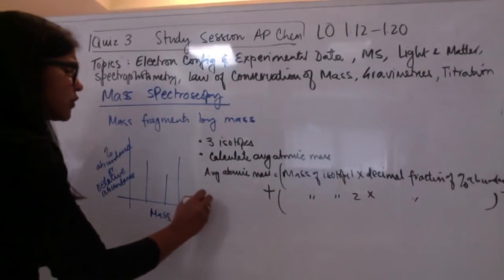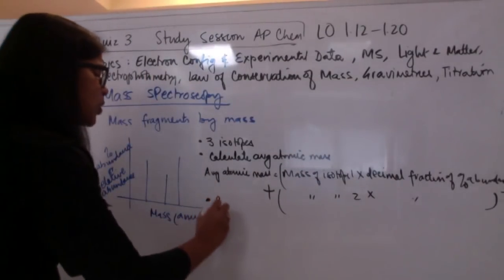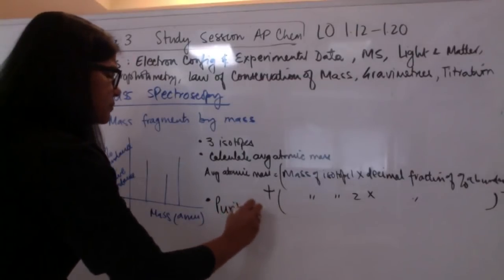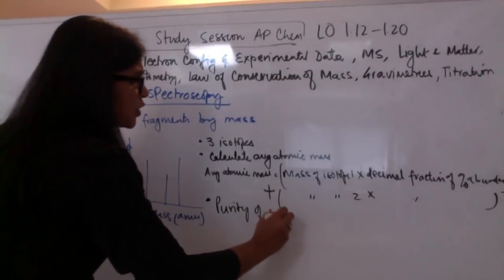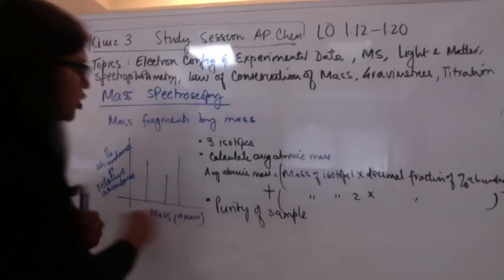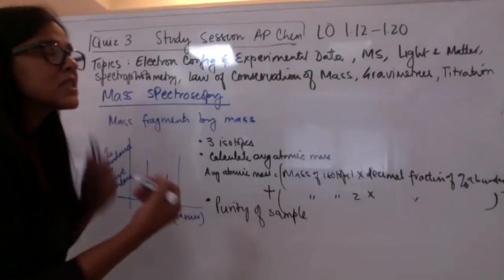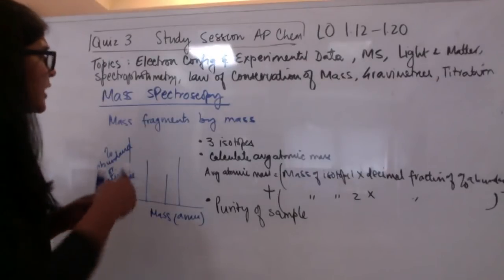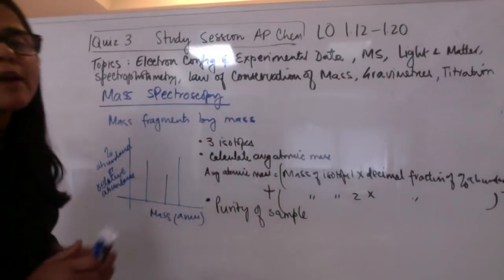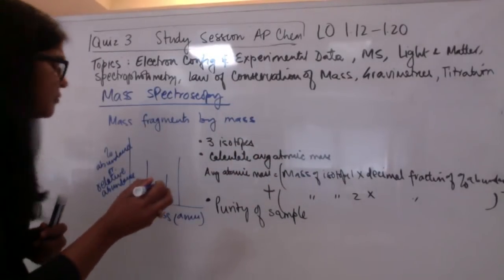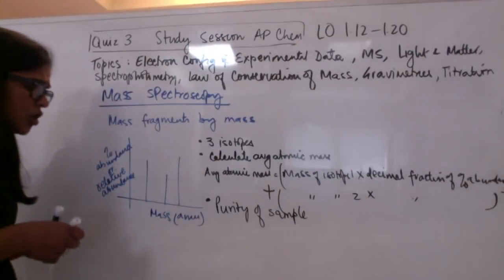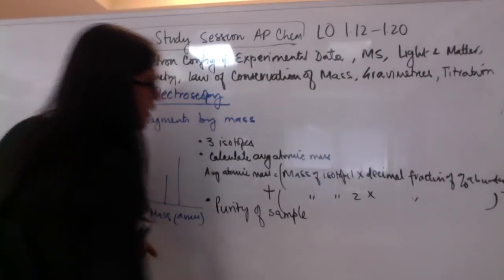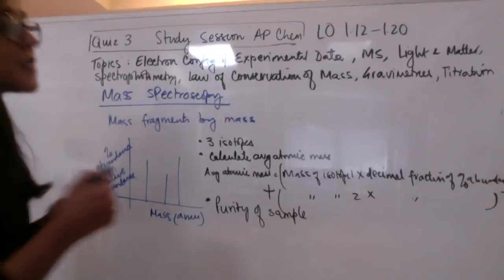You can also figure out if this is a pure sample or not. Because if you know what peaks you expect, and you get peaks at other places, then you know that the sample is not pure. So that is all you can figure out from a mass spectrograph. Sometimes it is also used for figuring out the structure of substances.